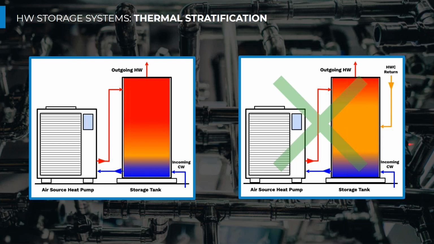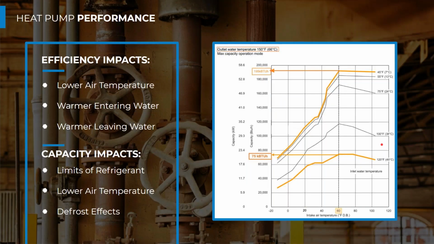So we want to have a very stratified tank so that we can have the heat pump operating at the peak efficiency. And we can see how that temperature impacts the capacity, and our capacity is directly related to our efficiency because we're typically putting about the same amount of energy in.